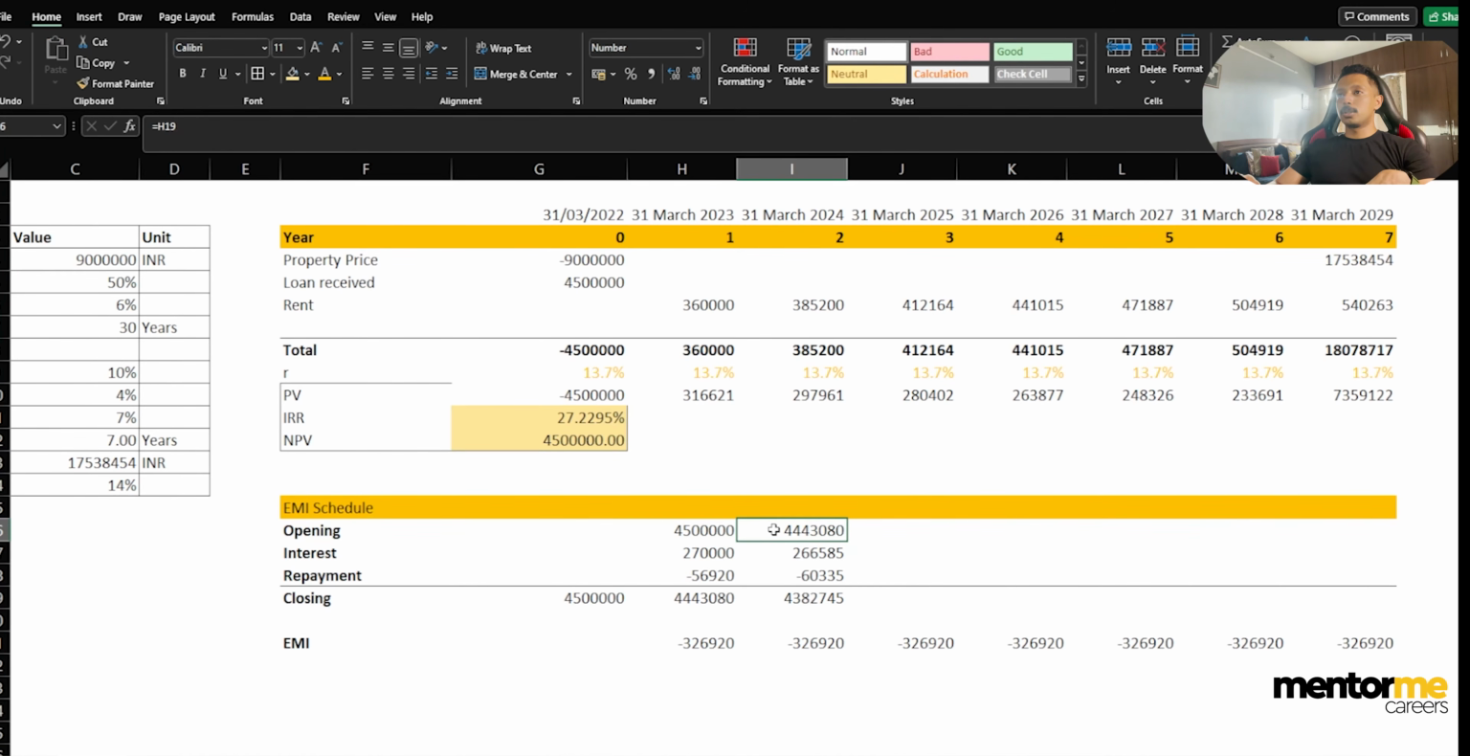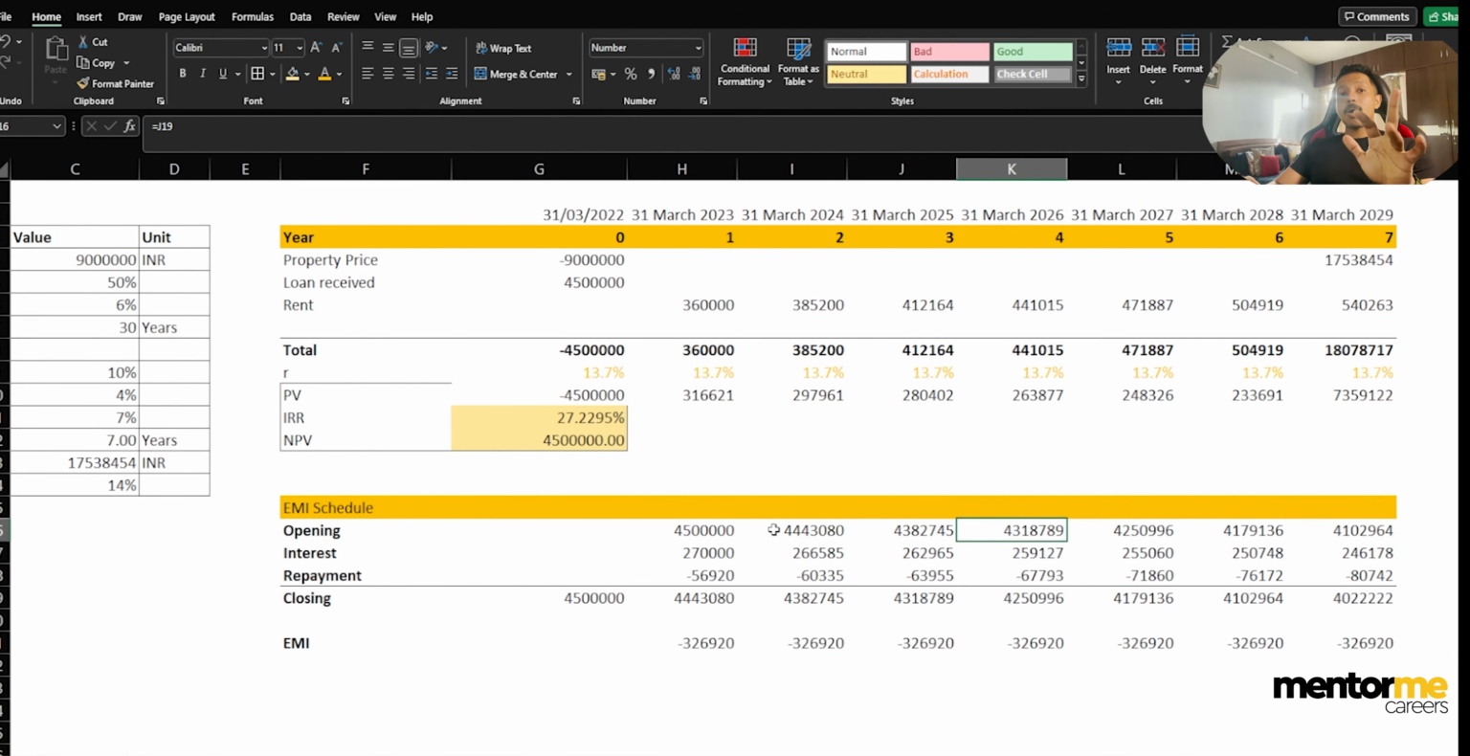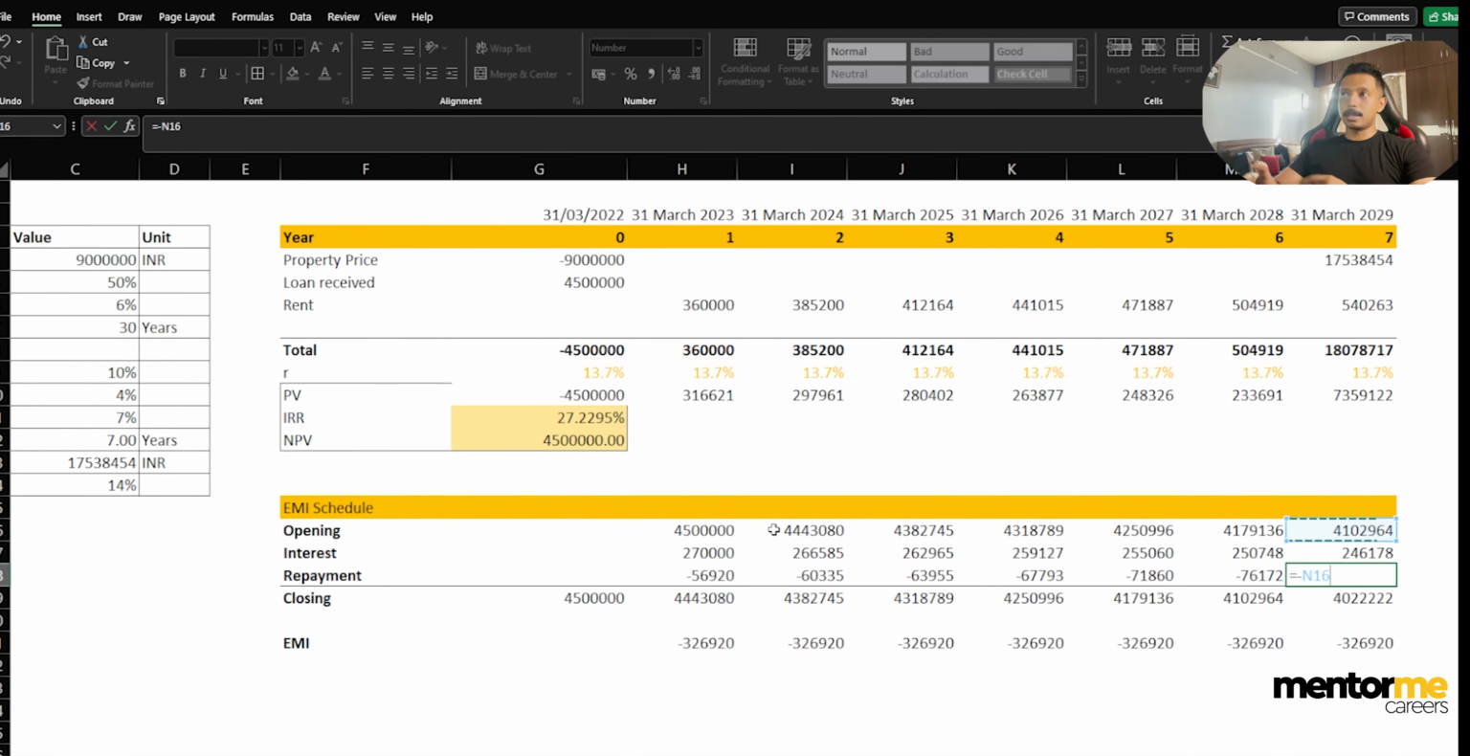There you go. So the balance is reducing each and every year till year 7. Now I'm going to make an adjustment here that at year 7, since we are selling off the property, there's no point continuing with the EMI. So I'm going to pay the entire balance which is there out of the sale proceeds of the property. Okay, so there you go, the loan is ended.